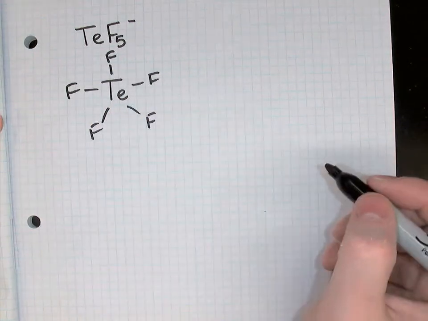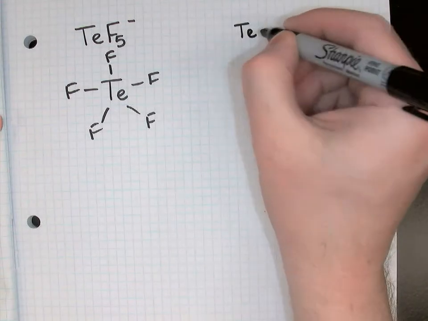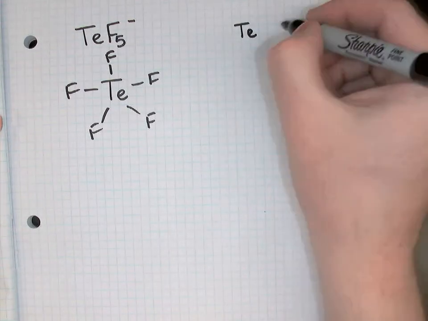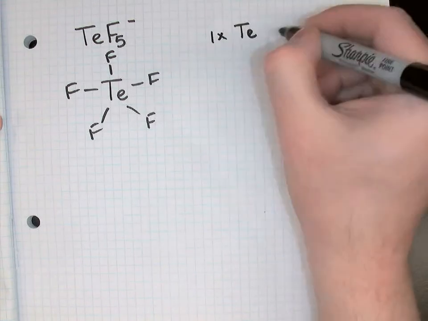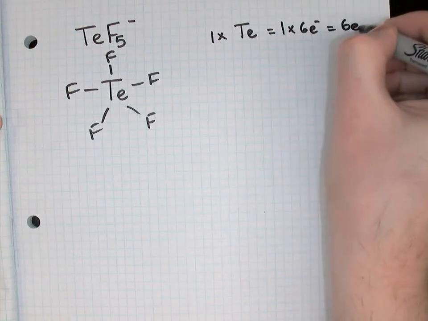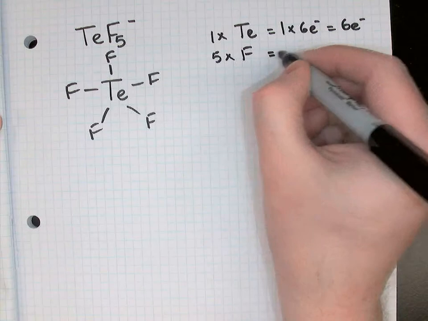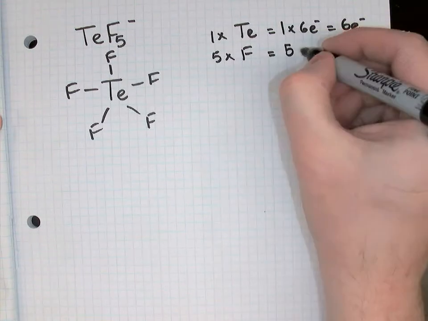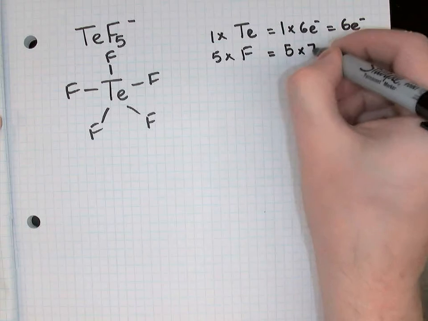And now let's do some electron counting. Tellurium is in the same family as oxygen, so it's going to have 6 valence electrons like oxygen does. So we have 6 electrons from tellurium. We have 5 fluorine atoms. They're halogens, part of the halogen family, and all of the halogen family bring 7 valence electrons each.